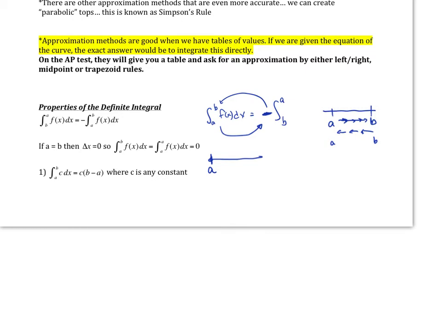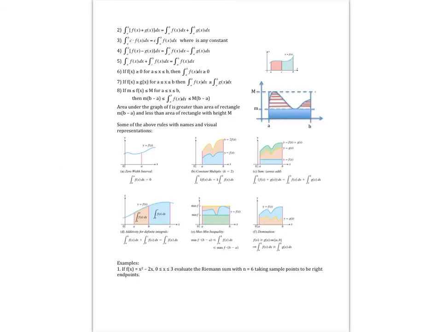All right, so now let's look at this first one. The integral from a to b of c dx is c times b minus a, where c is any constant. This will be the height times the width. That's what it's telling me right there. Over these bounds, this is the width. All right, so let's take a look at what we got for number 2 and so on.